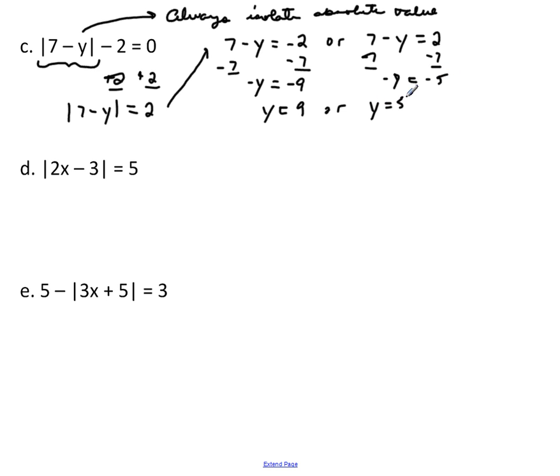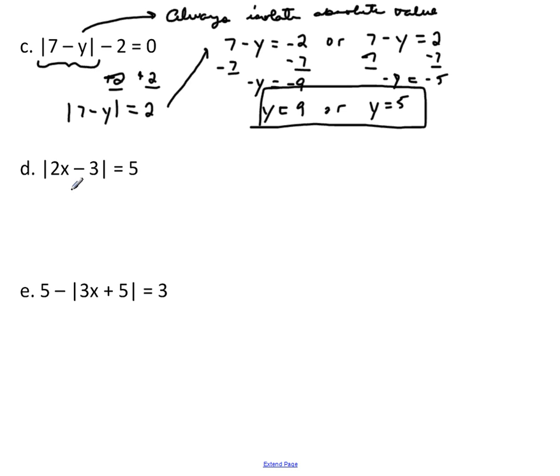Now, does that make sense with our equation? Well, sure it does. Because if you take the absolute value of 7 minus 9, you get negative 2, and its absolute value is positive 2. Take away 2, you get 0. Substitute in 5. 7 minus 5 is 2. Absolute value of 2, minus 2, sure enough, it's 0. That's our solution.